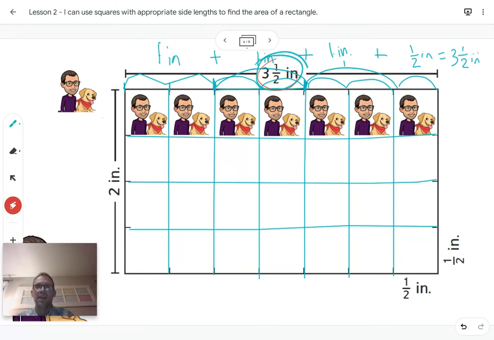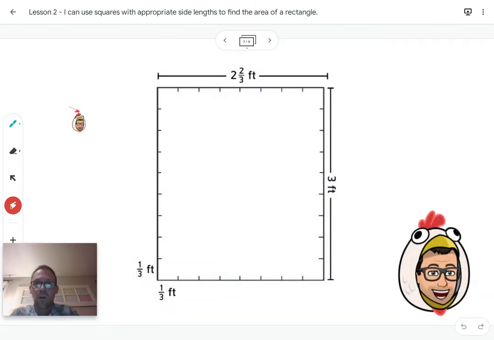Because the side length was 3.5 inches. So let's go ahead and do the next one. What do you see for a fractional measurement on the side of this chicken coop? Do you see it? Thirds, 2 2/3 feet.